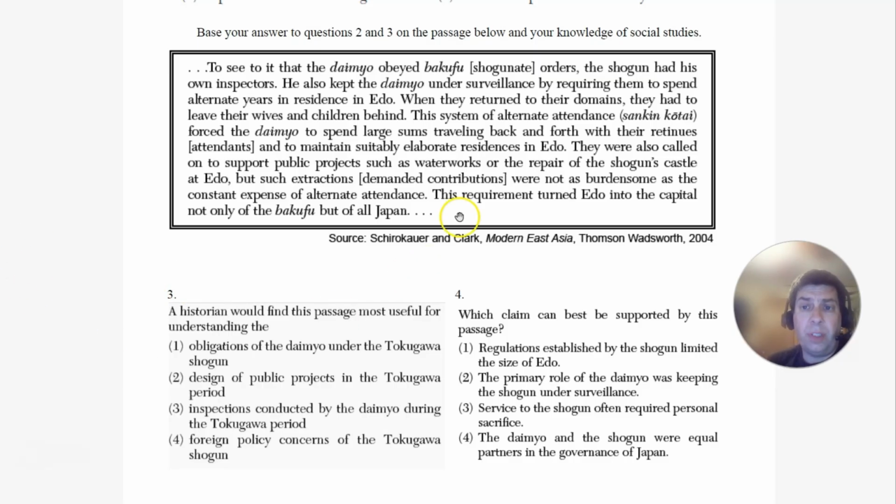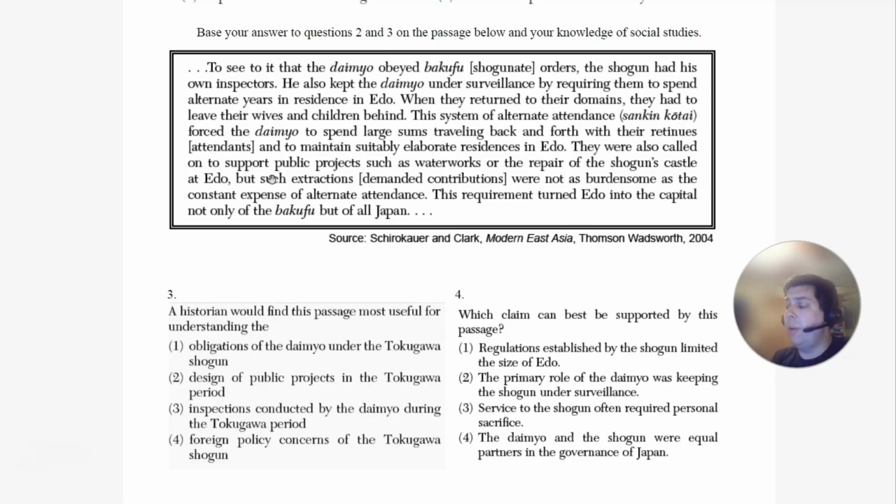The inspectors, it's the shogun had his own inspectors. So they made sure that the shogun's orders were followed. That had nothing to do with the daimyo, though. They weren't conducted by the daimyo. And then foreign policy concerns of the Tokugawa shogun. Okay, they were the ones who, again, Tokugawa isolate. But this isn't talking about that at all, right? This isn't talking about that at all.